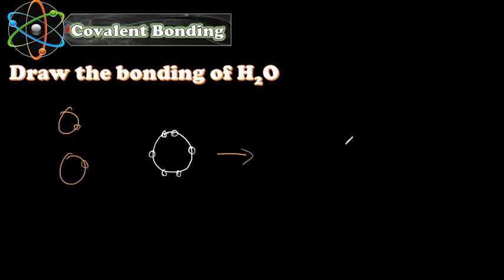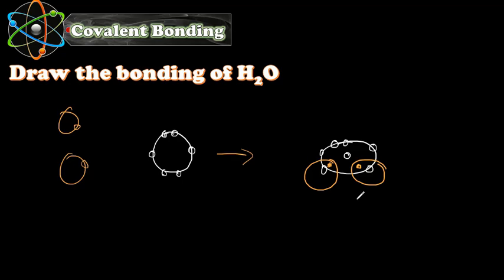In the middle, we're going to put the oxygen. This is the oxygen, and 1, 2, 3, 4, 5, 6. This is the oxygen atom. Now we're going to draw the hydrogen. It will share 1 electron with it here. This is hydrogen, which will share 1, and this is the other hydrogen, which will share 1 electron.